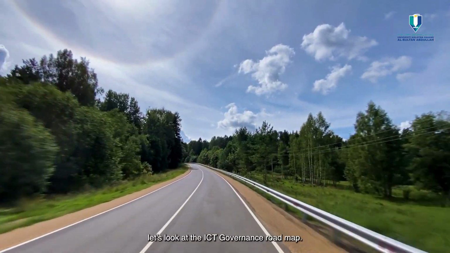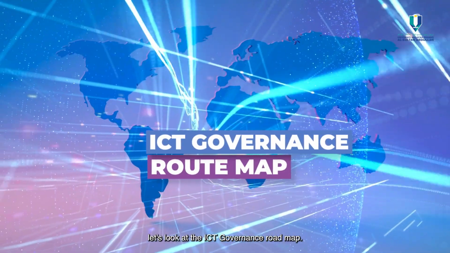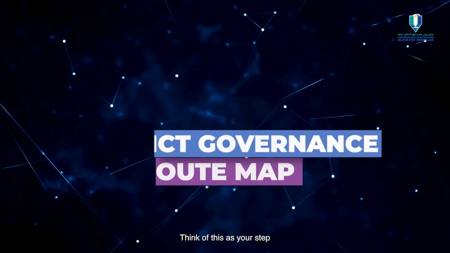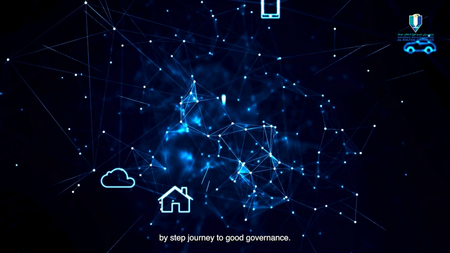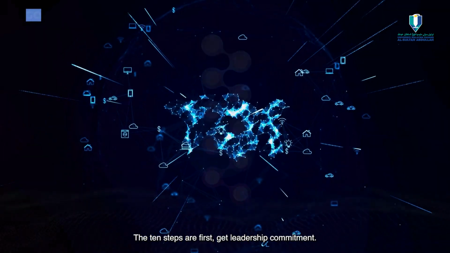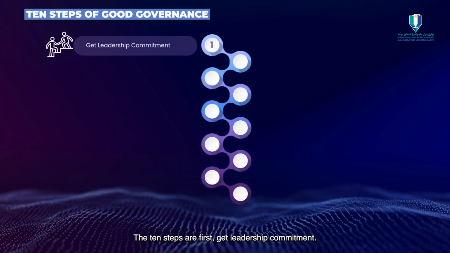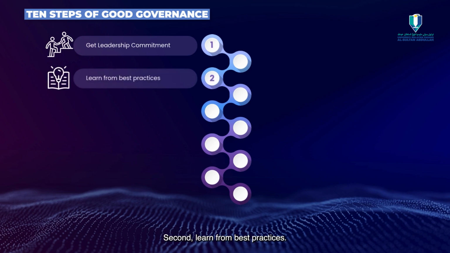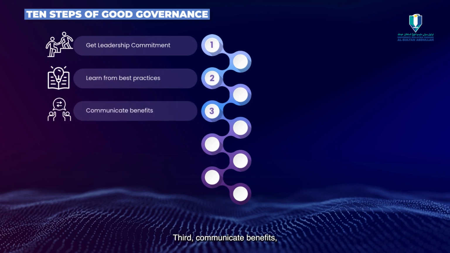And finally, let's look at the ICT governance roadmap. Think of this as your step-by-step journey to good governance. The 10 steps are: first, get leadership commitment. No support, no progress. Second, learn from best practices. You should look around, don't reinvent the wheel. Third, communicate benefits. People need to understand why governance matters.